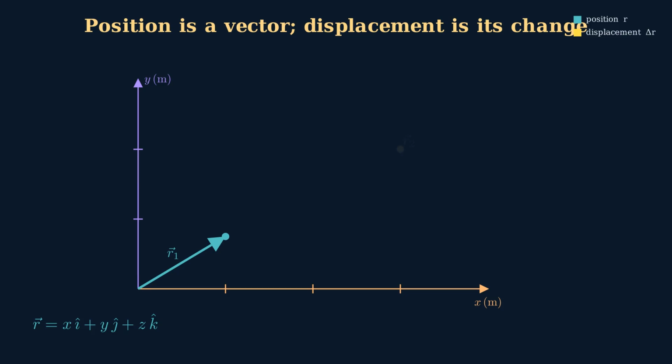locating. Now let the particle move to a new spot, position vector r2. The change in position, the straight arrow from the old point to the new, is the displacement, delta r, final position vector minus the initial one. And here's the quiet power of vectors, that one arrow equation works axis by axis automatically. The x change, the y change, the z change handled all at once. Every idea from here on is built on this single picture.